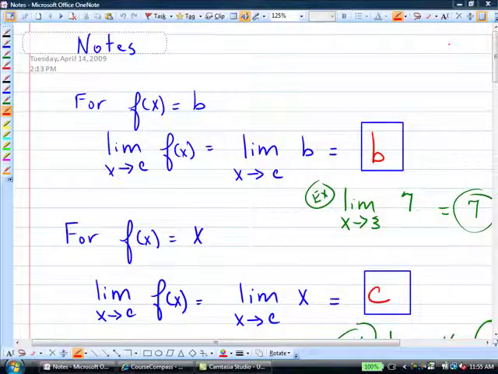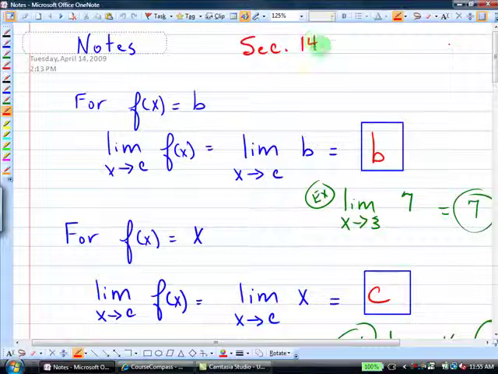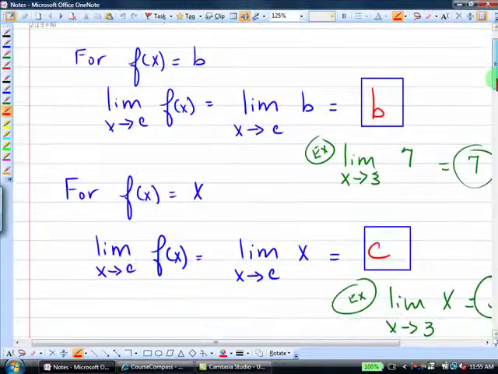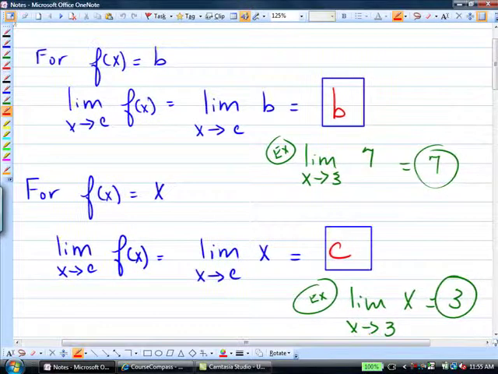Okay, this is section 14.2, and we've got a couple of rules that we need to get down. The rules are in blue, and they're limit rules, and you really just need to know them. You don't necessarily have to quote the rule, you have to know what they mean. So there's an example in green for the rule.